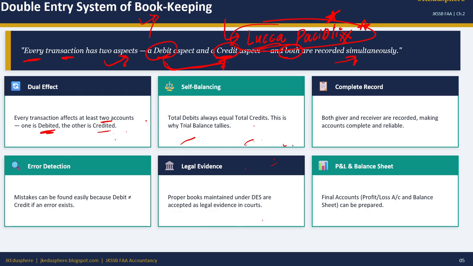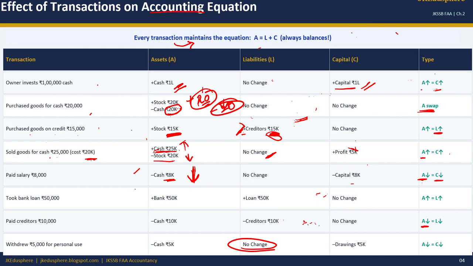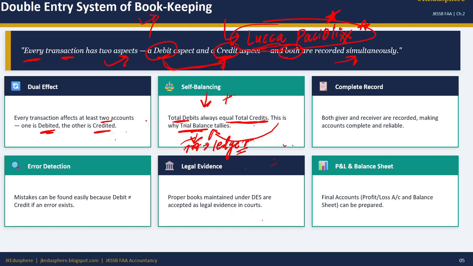That is, one is debited and one is credited. Plus there is a self-balancing part. So total debit is always equal to total credit. This is what the trial balance is. What is the trial balance for? To check the arithmetical accuracy of the ledger, that is, total debit is always equal to total credit.